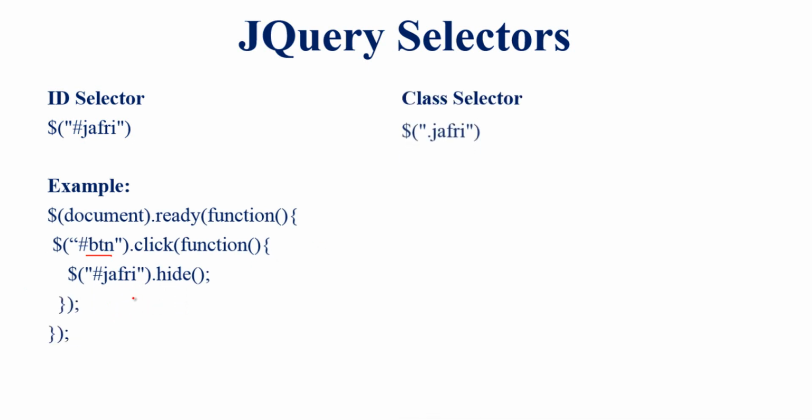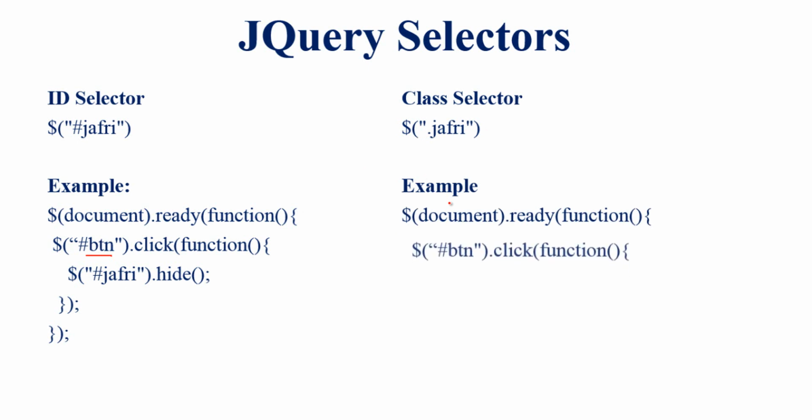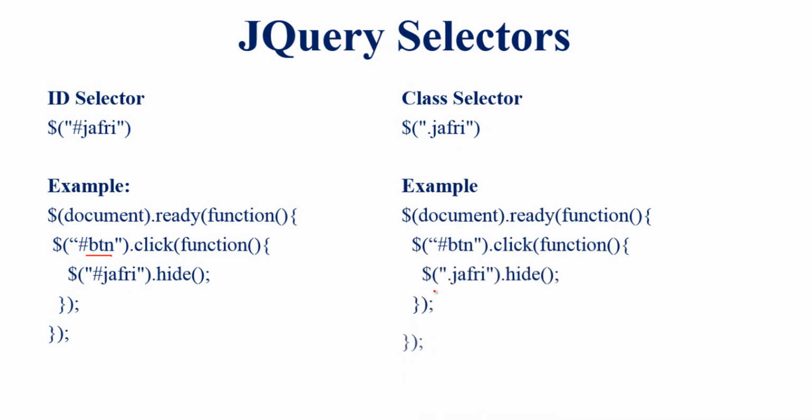Another is the class selector. For class you have to put a dot symbol. If you know about this selector, when you select any HTML element and apply a style, then it will be easy for you to understand. We have discussed each and every selector in the CSS course. You can watch that. You can see that this should hide. Dot Java means this class should hide. This is a class selector.